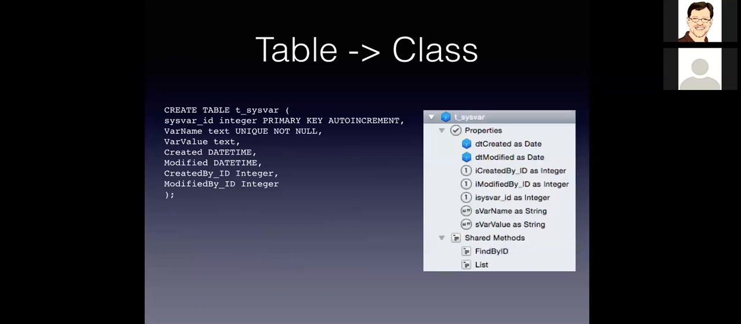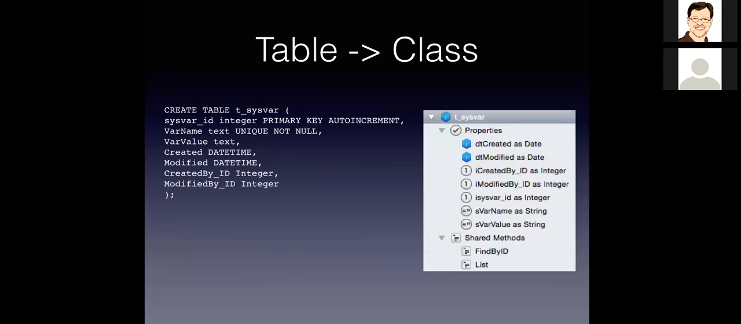So let's take a little look at how this works in reality. Over here on the left, we've got the SQL to create a table, and we've got an integer primary key, which is auto increment. So we have to have an integer primary key. Currently, we're not working with UUIDs or text primary keys, anything like that. Right now, integer is the only way to go.